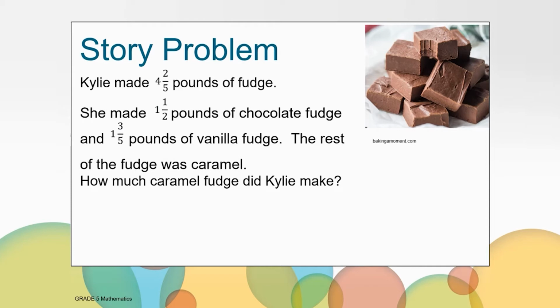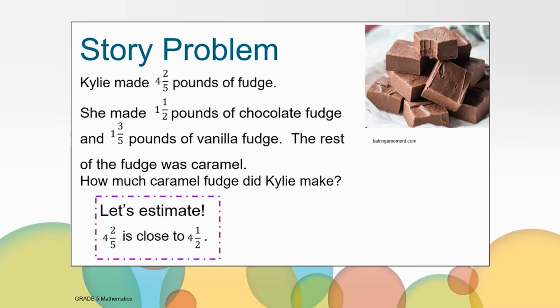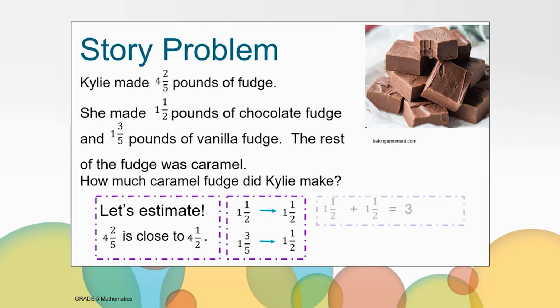Let's estimate what our possible answer could be. 4 2/5 is close to 4 1/2. Since half of the denominator, 5, is 2 1/2, then 4 1/2 is the closest estimate for 4 2/5. We can leave 1 1/2 the way it is, and then 1 3/5 is pretty close to 1 1/2.